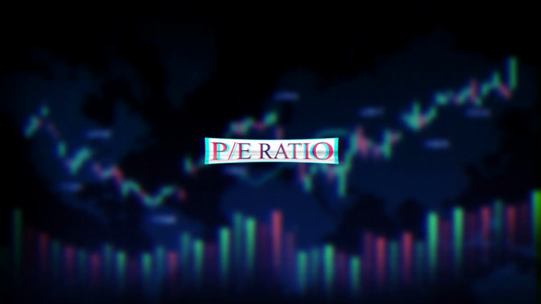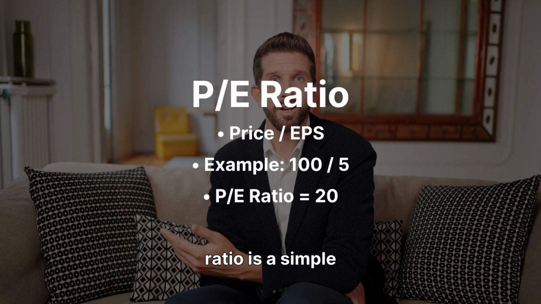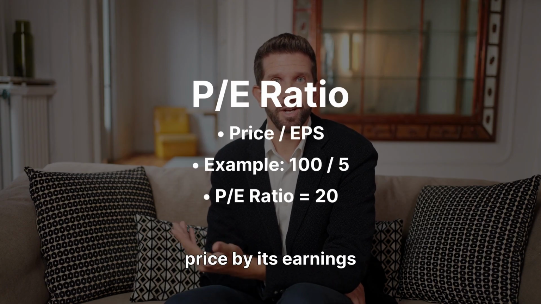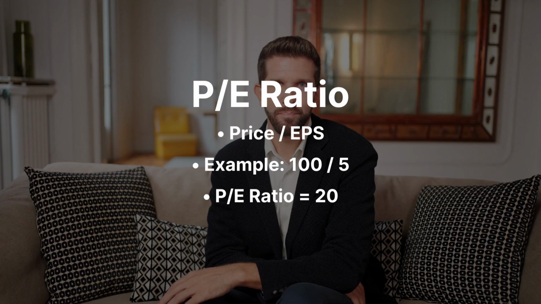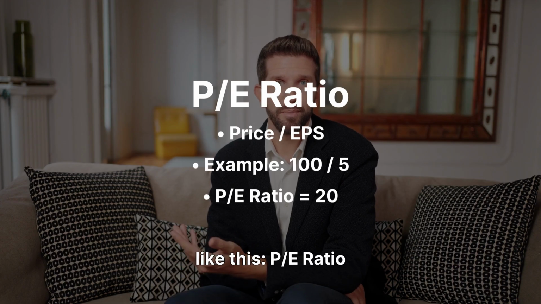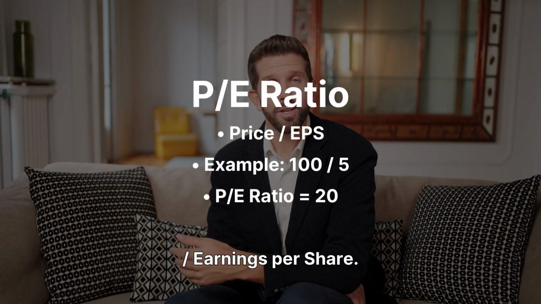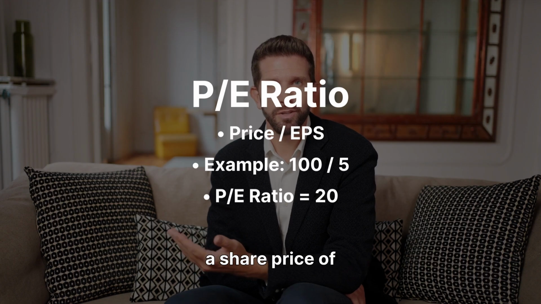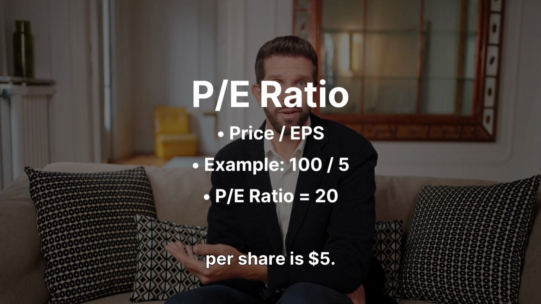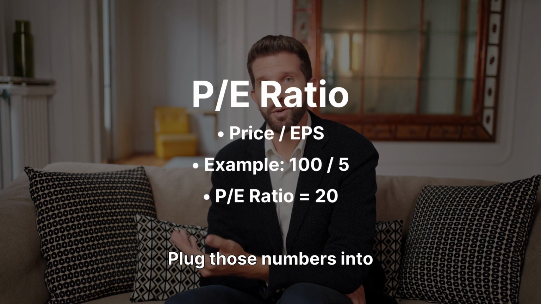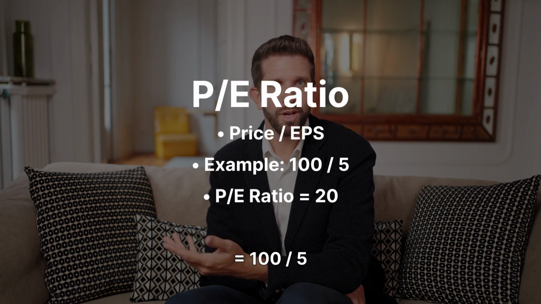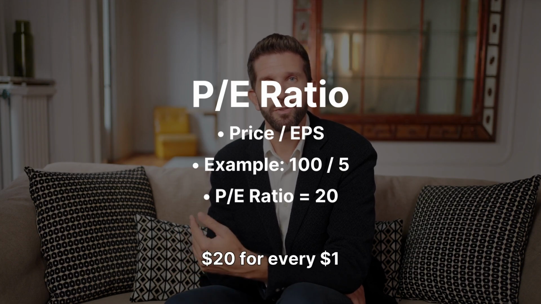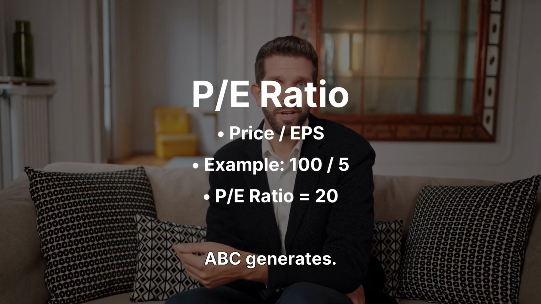Let's break it down. To start, the price-to-earnings ratio is a simple formula. It's calculated by dividing a company's current share price by its earnings per share, or EPS. So, the formula looks like this: PE ratio equals price per share divided by earnings per share. Let's say, for example, that company ABC has a share price of $100 and its earnings per share is $5. Plug those numbers into our formula. PE ratio equals 100 divided by 5, which is equal to 20. This means that investors are willing to pay $20 for every $1 of earnings that company ABC generates.